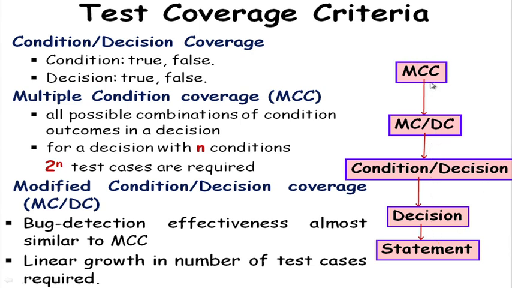We already said that the multiple condition coverage, even though it is a strong testing requirement, is not practical. There will be too many test cases, exponential in the number of the atomic conditions. So, MCDC stands for modified condition decision coverage, and experimentally it has been seen that the bug detection effectiveness is almost as much as the multiple condition coverage, but the number of test cases required to achieve modified condition decision coverage, that is MCDC, is linear in the number of atomic conditions.